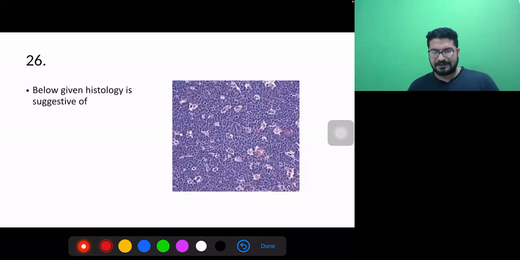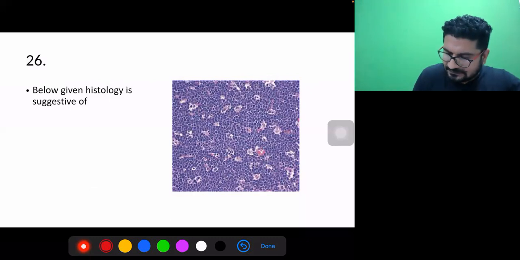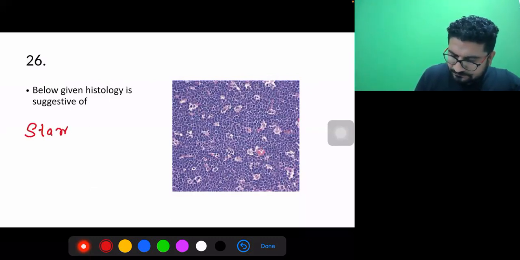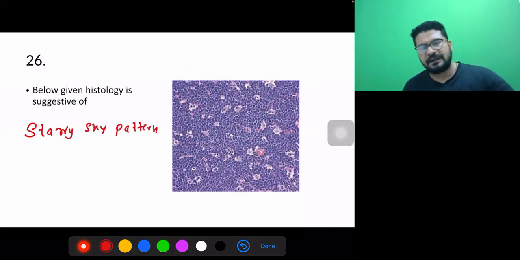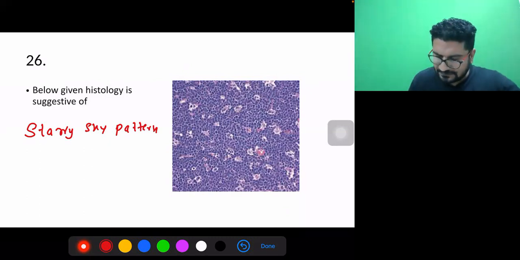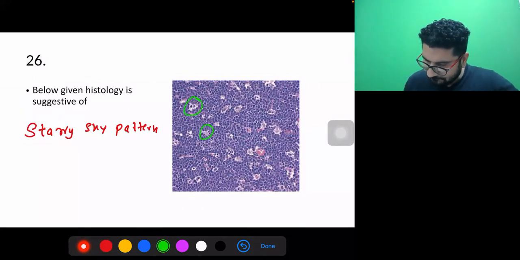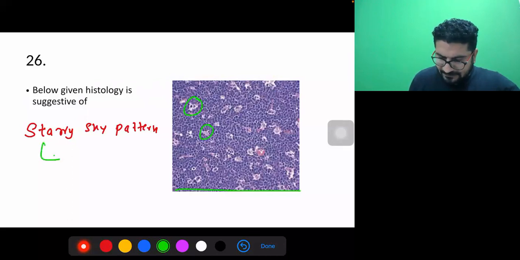Coming to the next question: below given histology suggestive of... You can see this starry sky pattern. The sky is the tumor cells, which stain blue, and the stars are the tingible body macrophages. So you can see these are the stars, and this is the sky. The starry sky pattern is seen in Burkitt's lymphoma.